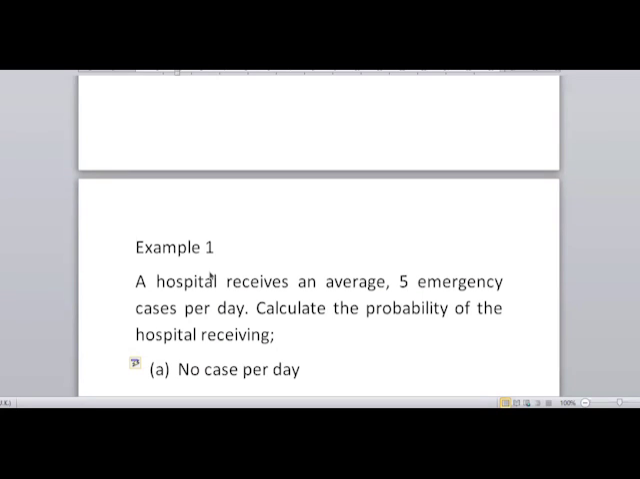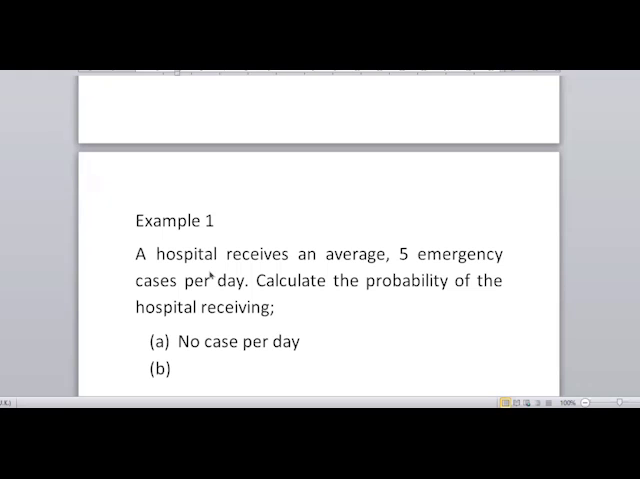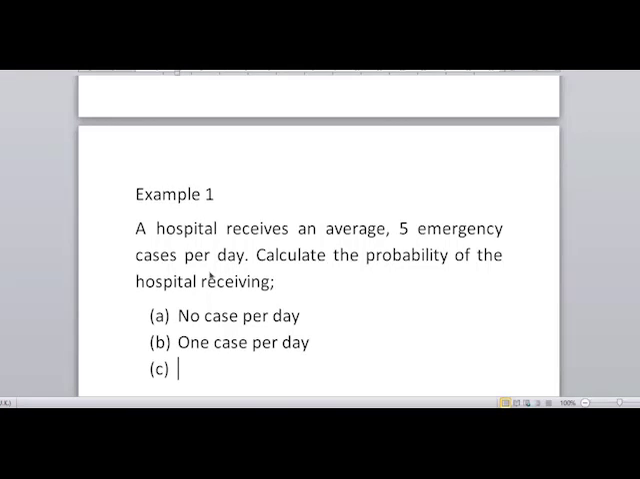so meaning it's approximately that per day, averagely, they receive 5 emergency cases. But now we're saying calculate the probability that they will receive no case per day, then 1 case per day, then at least 2 cases per day.